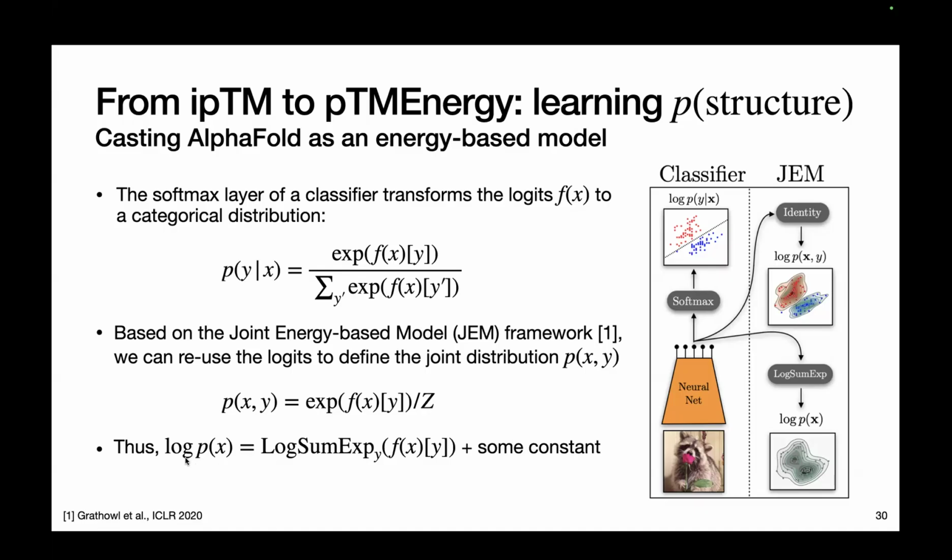So you can see that if you take the normalizing constant of the softmax, you actually get the likelihood of an input image, even though this model is trained to do a classification task rather than a generative modeling task. So why are we talking about this?